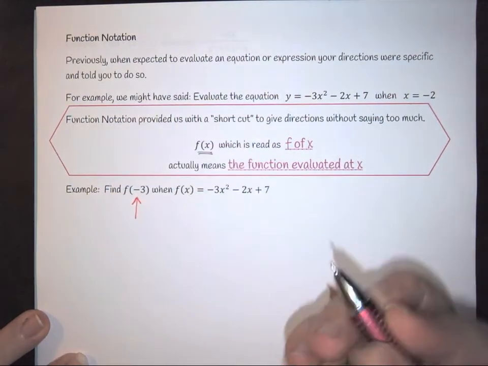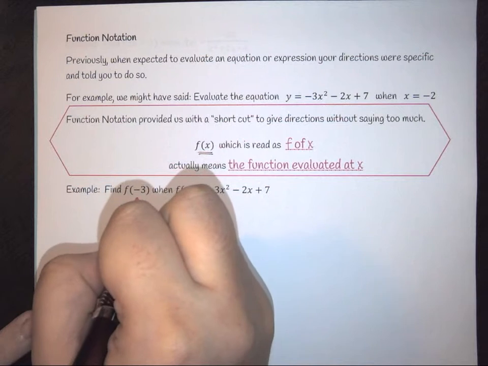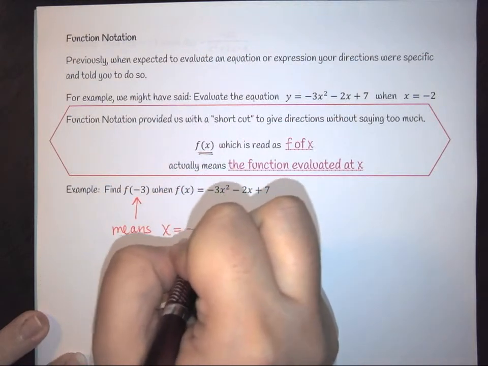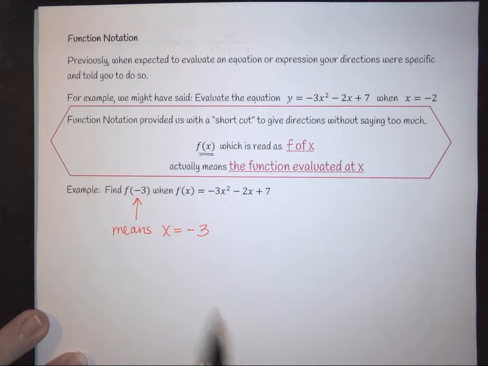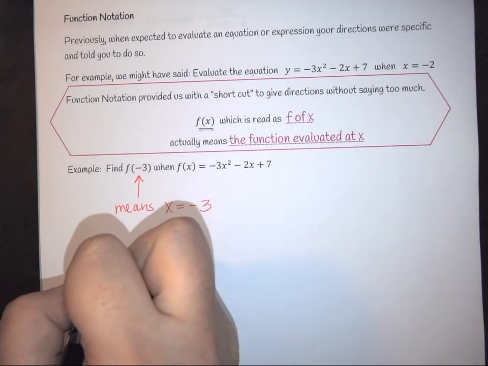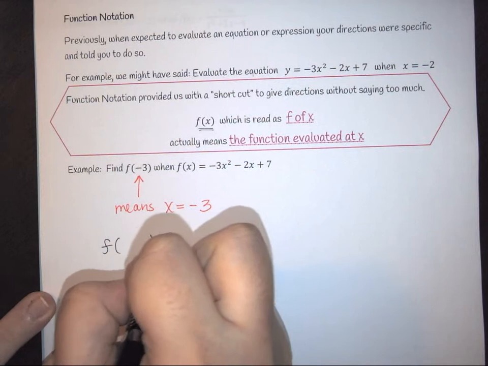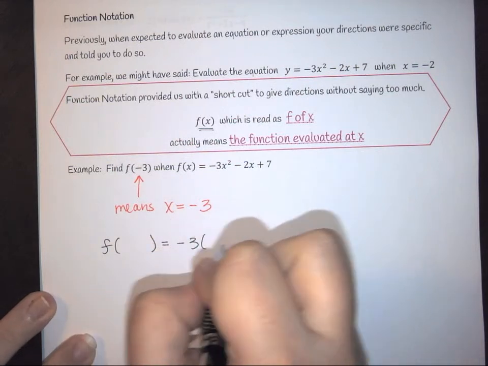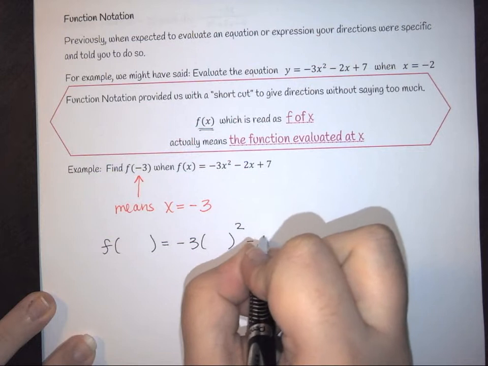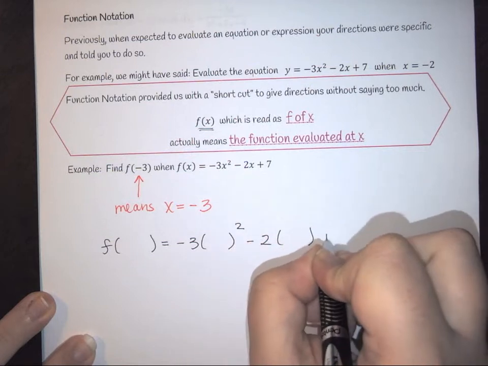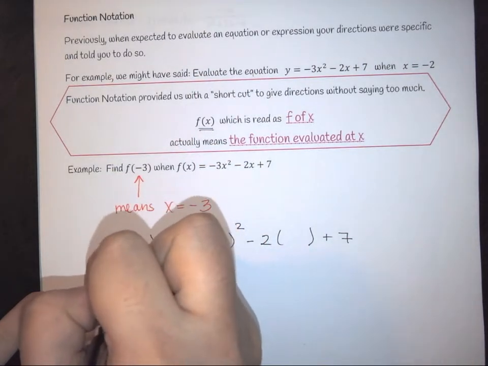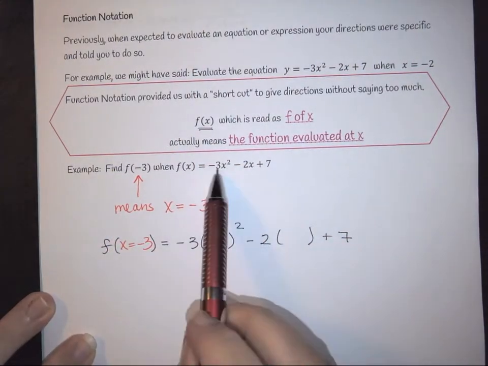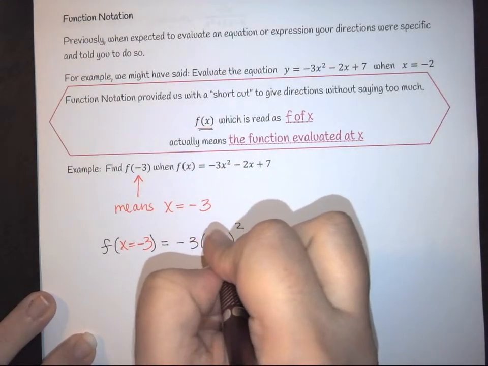This part right here means x equals -3. So essentially what we're supposed to do is take that value, and anywhere you see an x, we're supposed to plug it in. So we are looking at f of my term is equal to -3 of my term squared minus 2 of my term plus 7. And in this case, we are saying that x equals -3. So anywhere we had an x, we are going to input the -3.